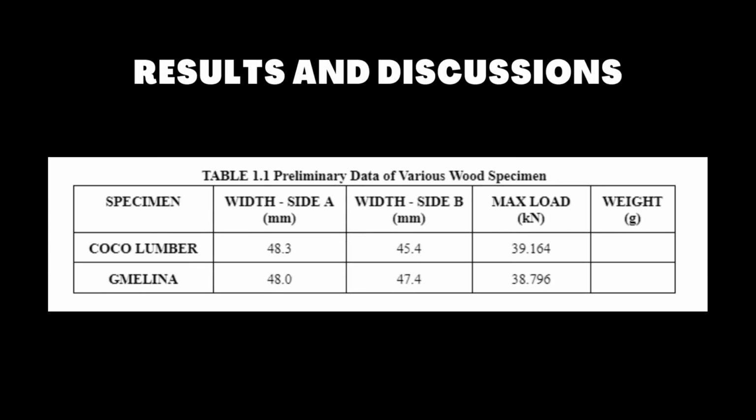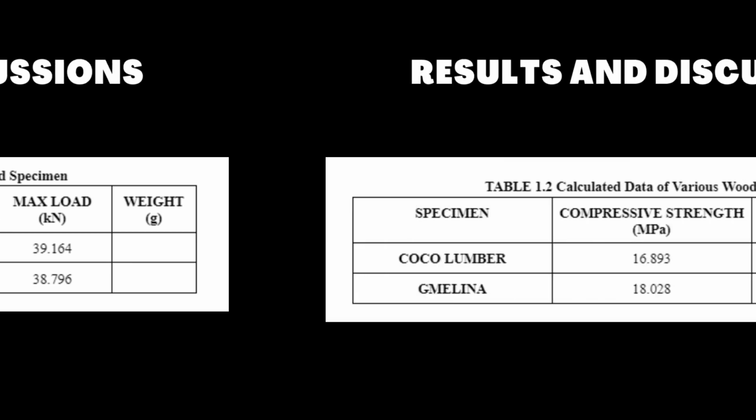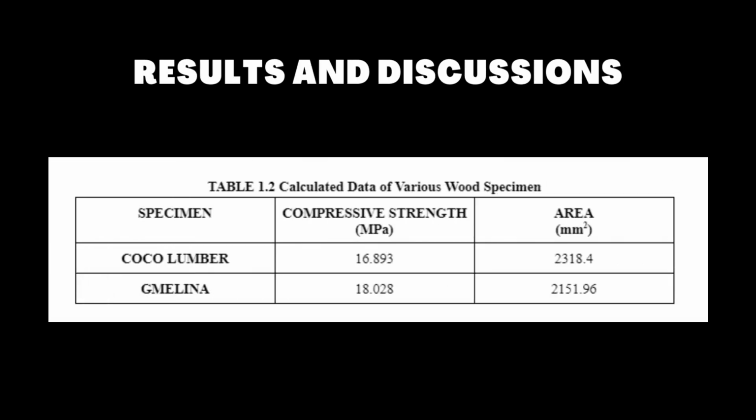Results and discussions. The first table shows the preliminary data of various wood specimens, which are the cocoa lumber and Gmelina. These data were acquired during the laboratory experiment. Table number 2 shows the calculated data of various wood specimens, which is compressive strength and the area. Using the data gathered presented in table number 1, we were able to obtain the compressive strength using the stress formula and the area using the area formula.